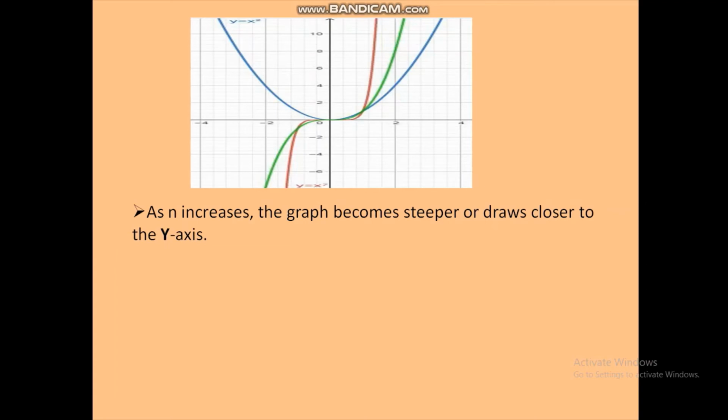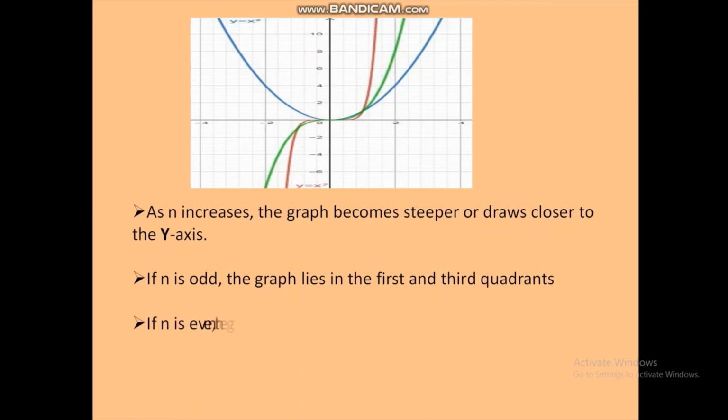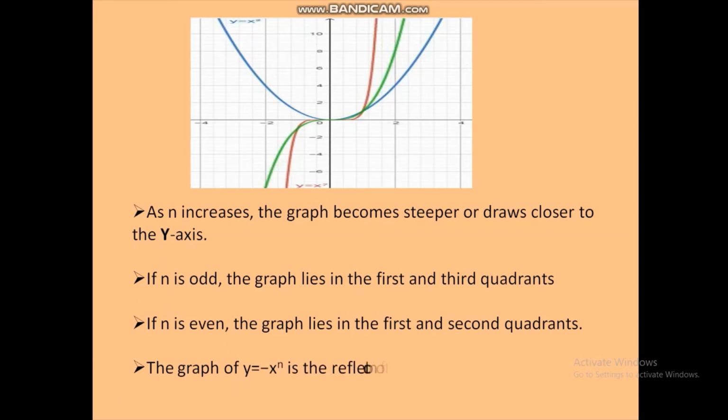In a polynomial of degree n, if n increases, the graph becomes steeper or draws closer to the y-axis. If n is odd, the graph lies in the first and third quadrants. If n is even, the graph lies in the first and second quadrants. The graph of y is equal to minus x to the power n is the reflection of the graph y is equal to x to the power n on the x-axis.